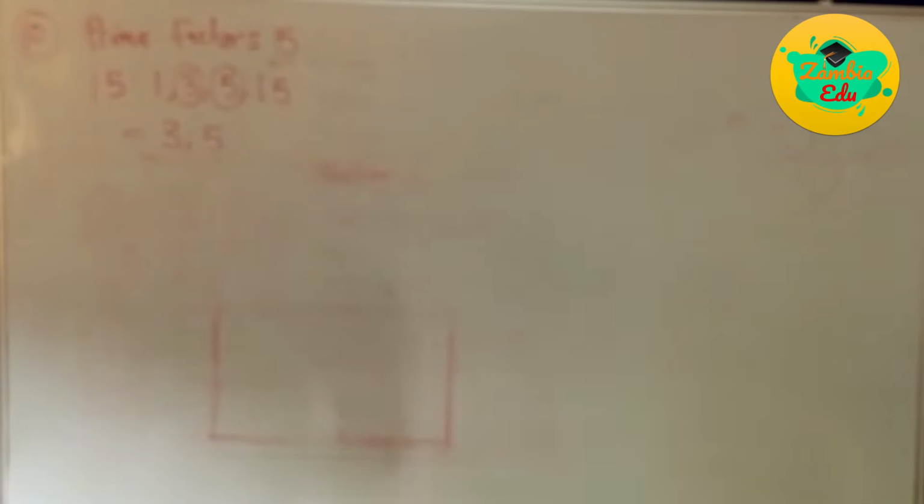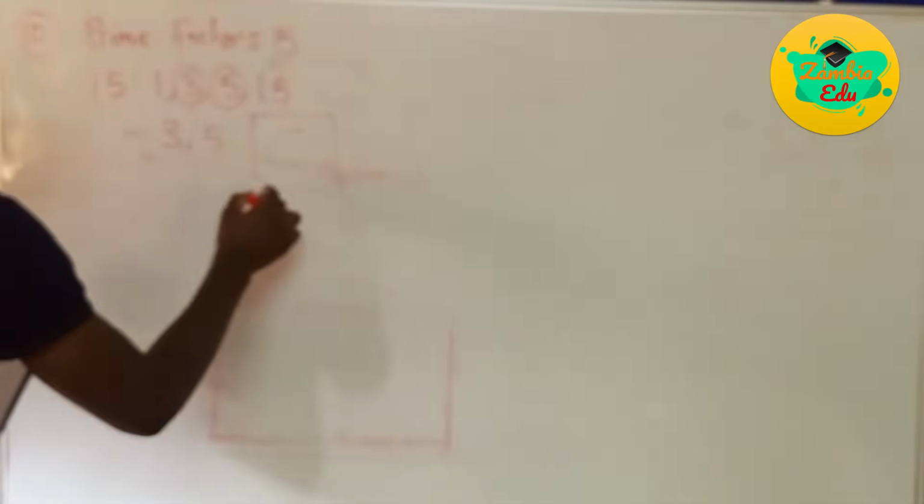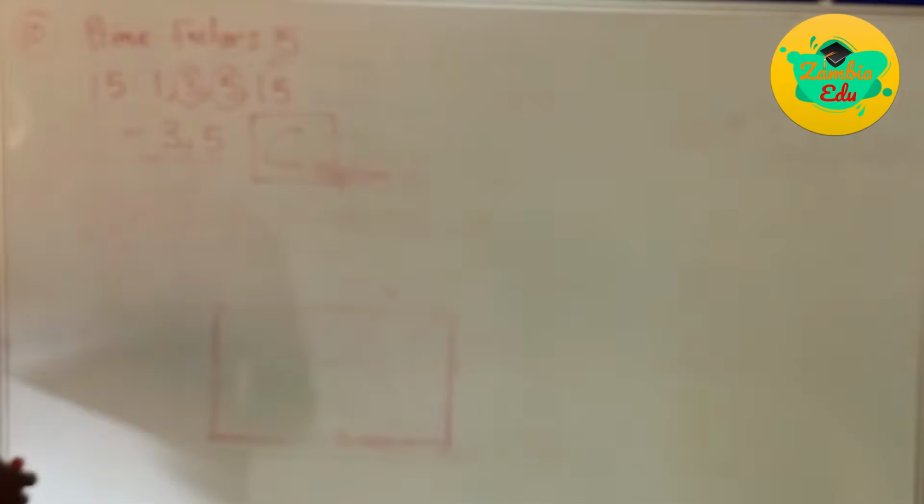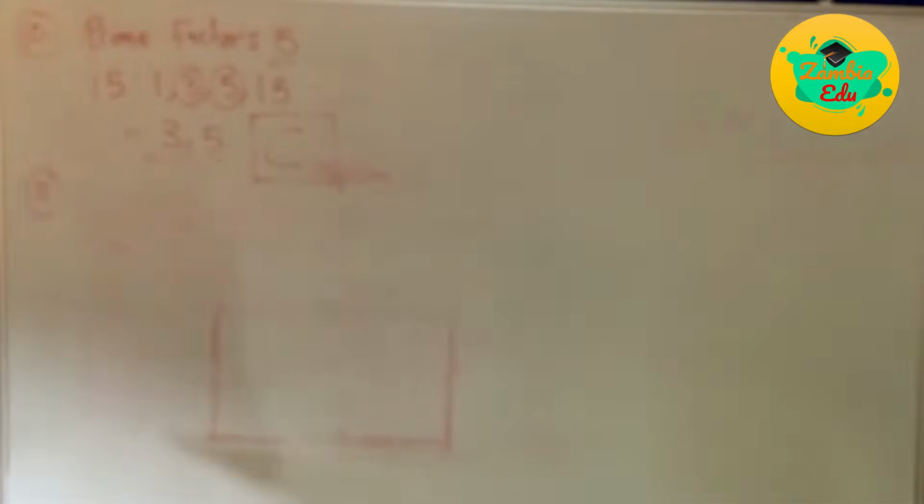And when we look at our options, A is 2 and 3, which is wrong. B says 2 and 5, which is wrong because 2 is not a factor of 15. Then C says 3 and 5. So our answer there is C. We've been able to find our answer as C, so it's matching. So we end there and go to question number 11.